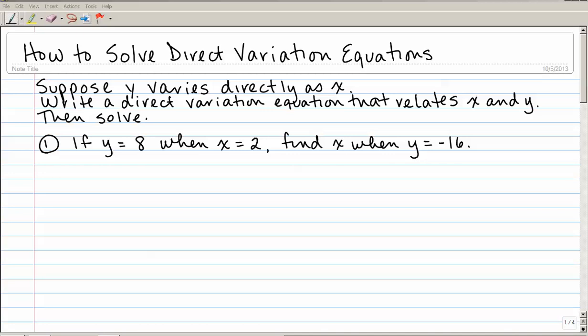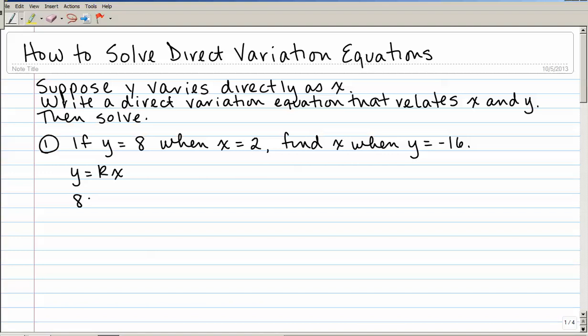So we're actually looking for two things. The first thing is going to be a direct variation equation, and that's going to be in the form of y equals kx, and then we're going to solve. So let's start with y equals kx. And we're going to use the first part of the statement: if y equals 8 when x equals 2. So let's plug those in.